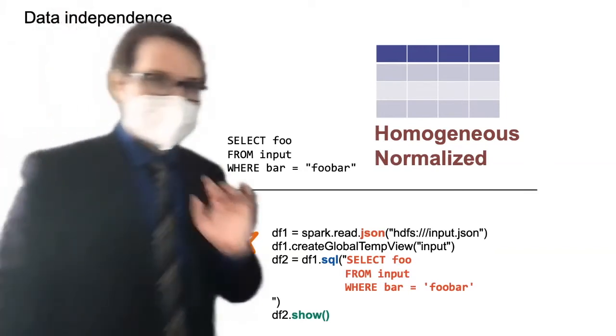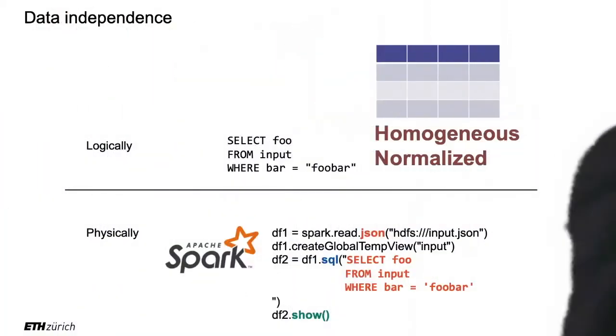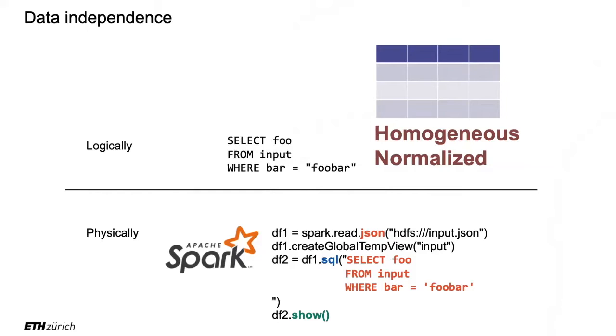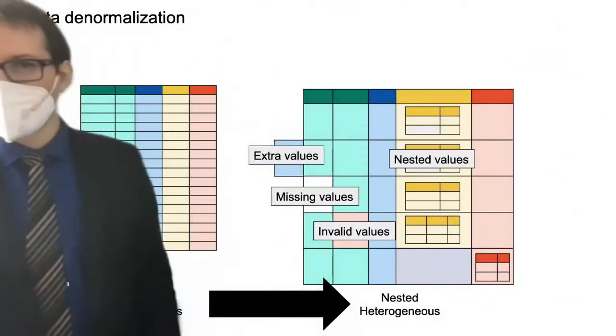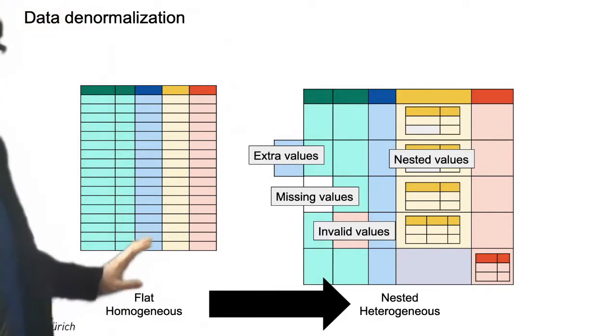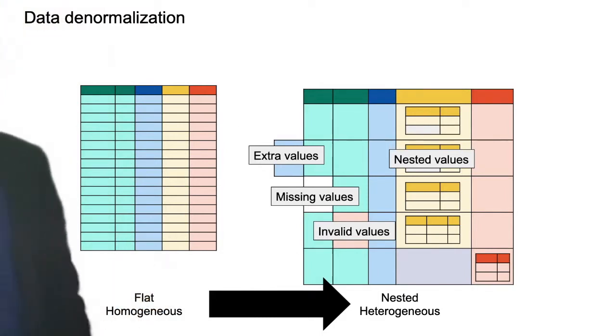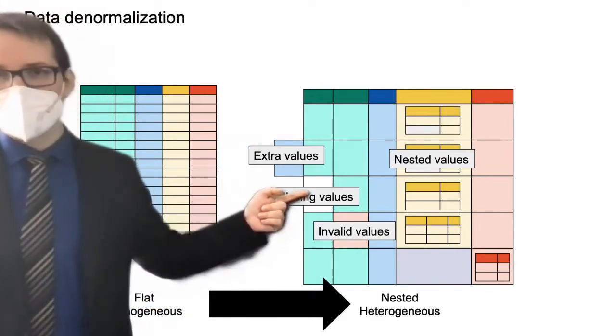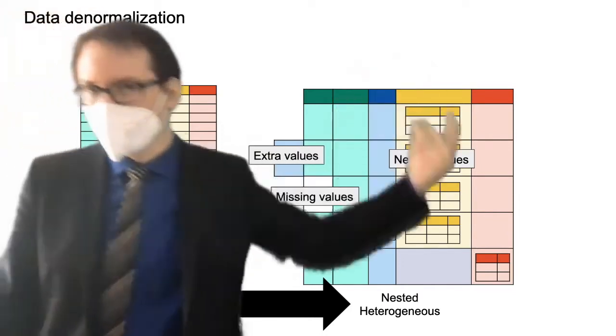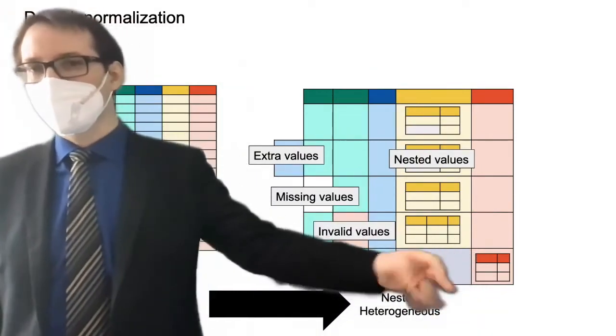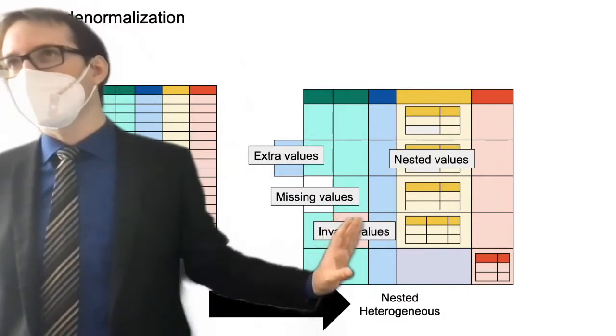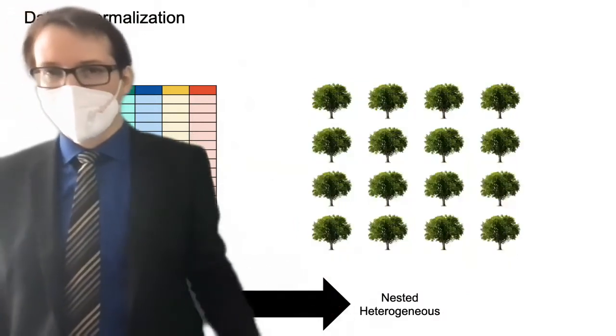However, SQL works great if the data is homogeneous, normalized. You have your columns, it's always the same types. It's in first normal form and so on and so on. This is where SQL shines. In real life, and this is what we saw with big data, the data is not going to be flat and homogeneous. You're going to have extra values, missing values, invalid values, nested values, tables in tables, and so on. This is the whole JSON and XML part, right? SQL is not good for that.